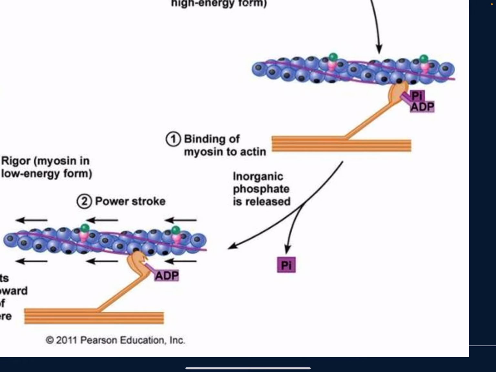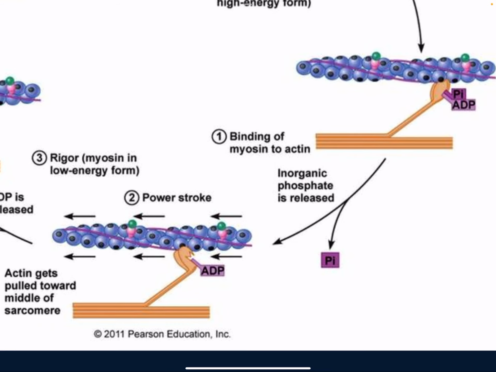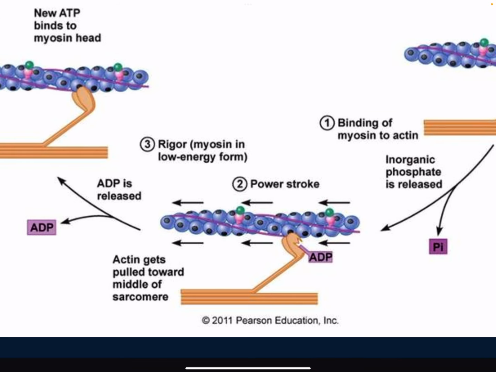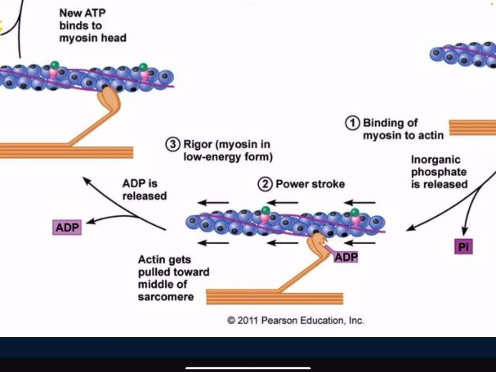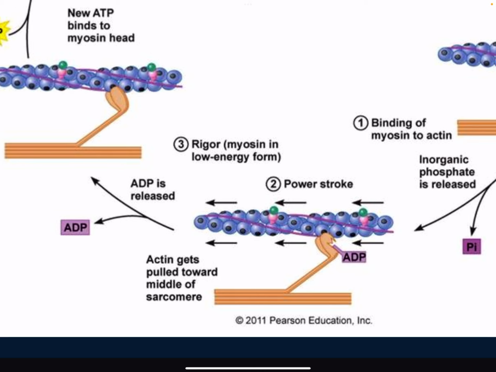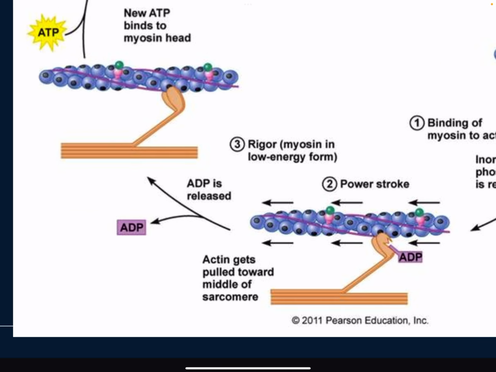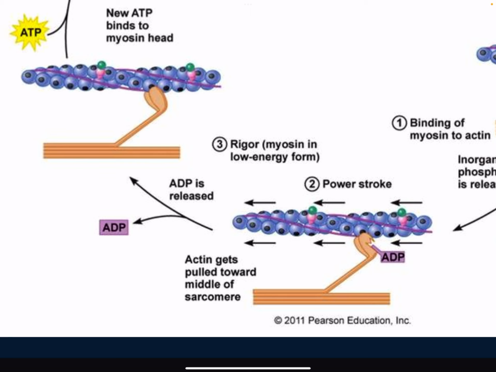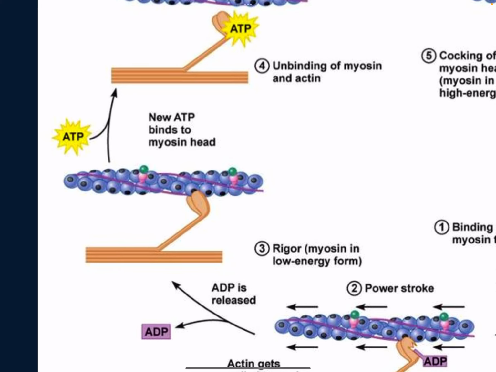So first is the binding of the myosin to the actin. We talked about that earlier because myosin is for the thick filaments, actin is for the thin filaments. And so the inorganic phosphate is released. Let's give them a power stroke. We see right here we have the ADP. And so rigor, which is myosin in low energy form, ADP is released, and the actin gets pulled forward to the middle of the sarcomere.